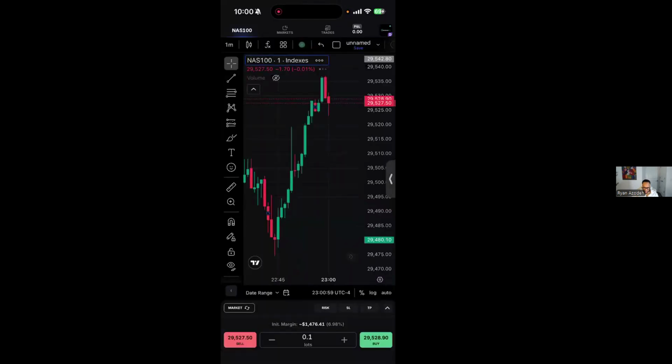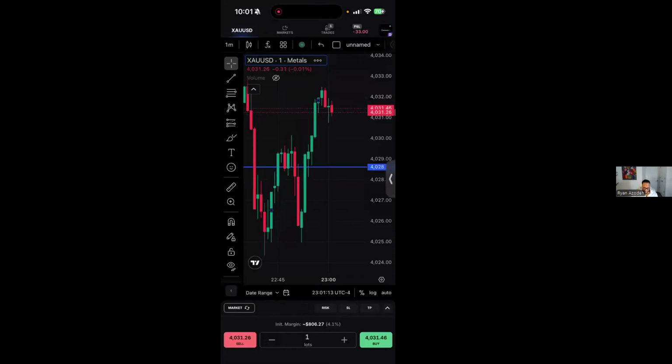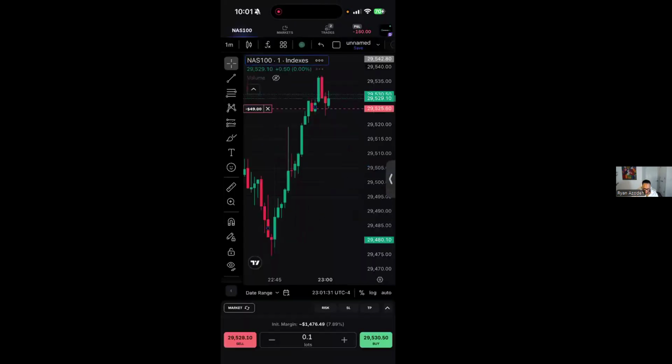Boom, NASDAQ quickly. But another thing is, look, if you're in a trade, let's say I take a NASDAQ sell right here. I take a gold buy right here. In my trade tab right here, I can go to my trade with a click of a button. Click that, and typically it'll bring me to the trade. Gold, on trade. NASDAQ, take me to the trade.